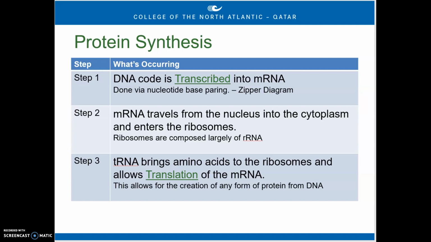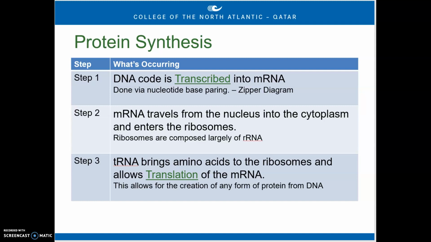Okay, in the last video I introduced the idea of protein synthesis, and we talked about the different structures that are involved. So now we're going to talk about the two main steps that make up protein synthesis. Okay, we'll start with transcription, which is going to be step one.